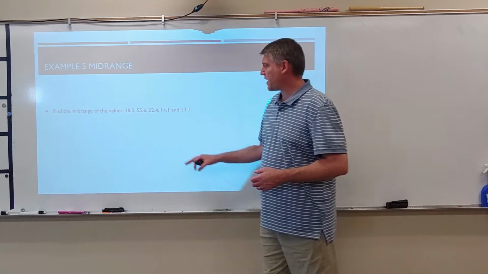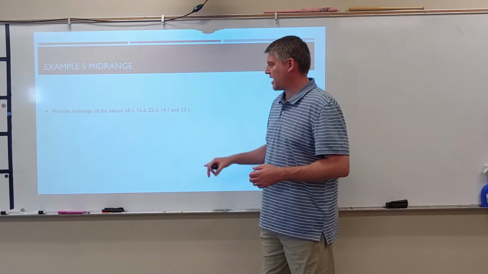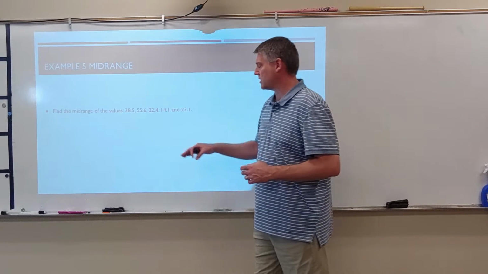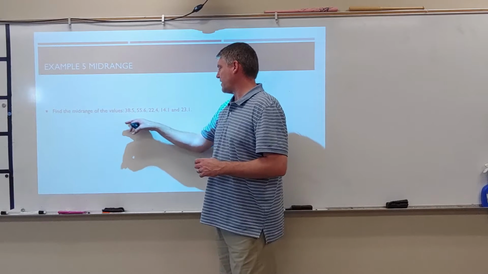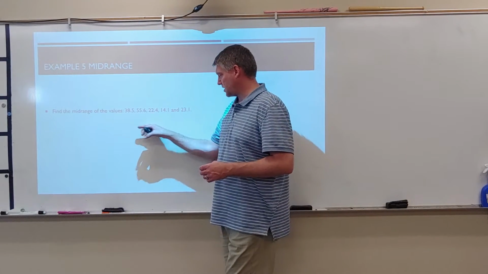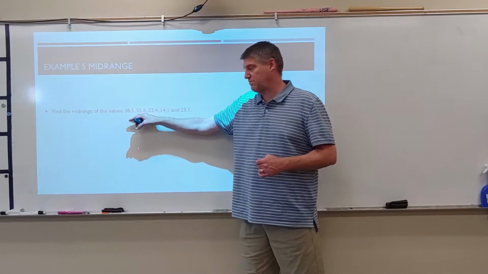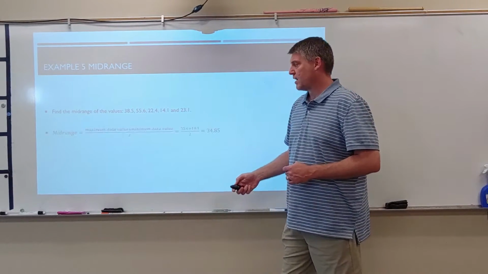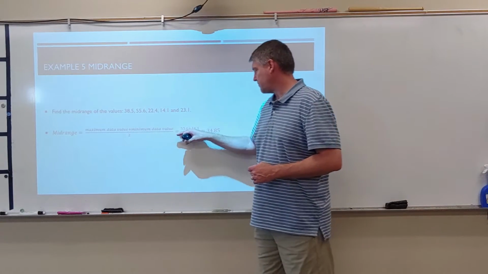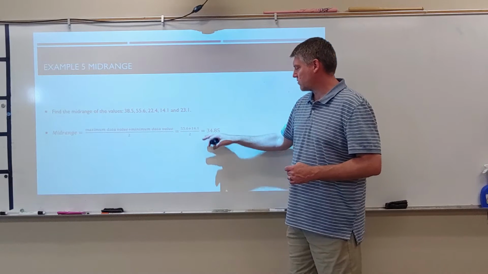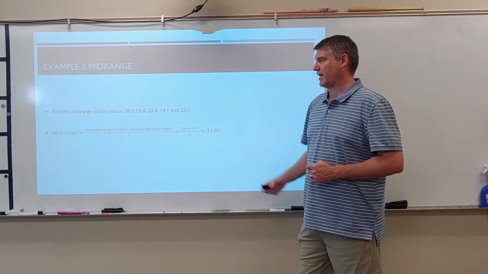Okay, so here's back to our original 5 data points that we've been using, not arranged in order. If I want to find the mid-range, I'm going to take the largest, which is 55.6, and the smallest, which is 14.1. I'm going to add those together and then divide by 2. When I do that, I get 34.85.